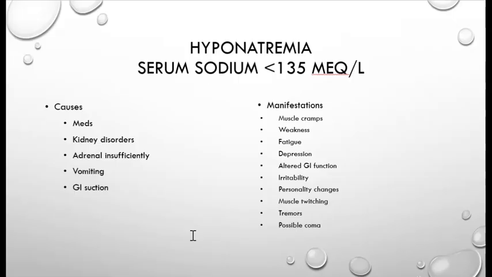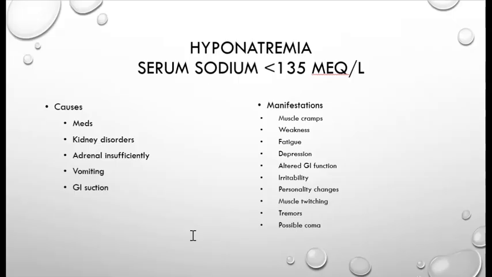The manifestations of this is going to depend on how fast this occurs. If it occurs slowly, you might not notice until the level's about 125 or lower. Early, you're going to see some muscle cramping, weakness, fatigue from the effects on the muscles, anorexia, nausea and vomiting, and some abdominal cramping. As it decreases, you're going to have brain and nervous system affected. You're going to have some headache, depression, irritability, lethargy, hyperreflexia, and some muscle twitching. You could also be seeing some tremors and some confusion. I've seen some confusion in patients with low sodium.